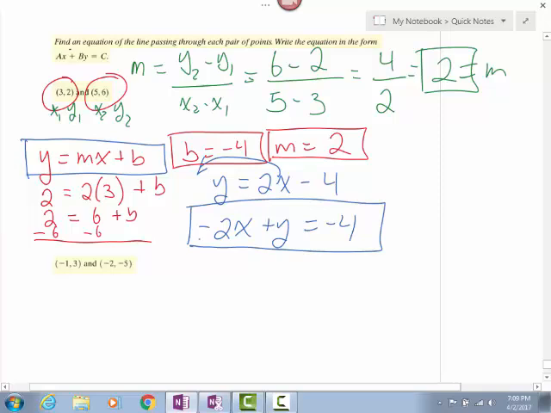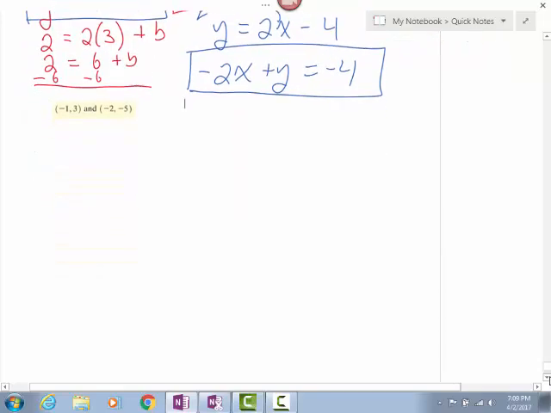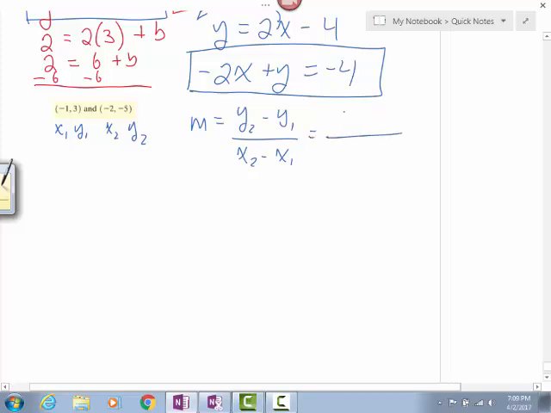Good. So let's try the last one here. My first step is I'm going to go ahead and find my slope. So I'm going to think that is my x1 and my y1. Here's my x2 and my y2. Again, my slope formula is y2 minus y1 over x2 minus x1. So my y2 number is negative 5, minus 3, my y1. My x2 number is negative 2, minus my x1 number, negative 1.